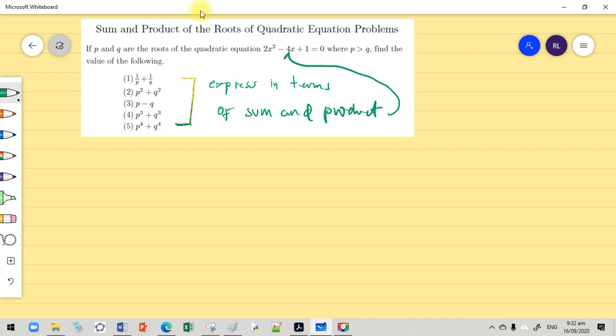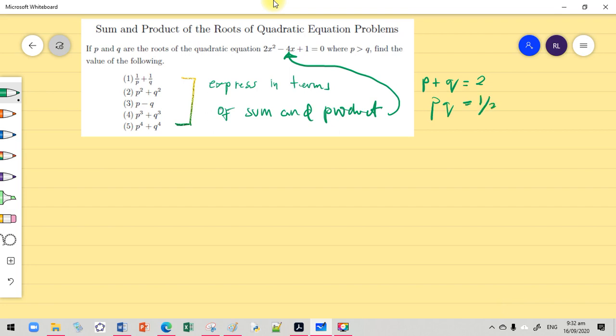Okay, so we know that our sum is P plus Q, which is negative B over A. Negative 4 over 2, that's positive 2. Then our product is P times Q, which gives us C over A, and that is 1/2.